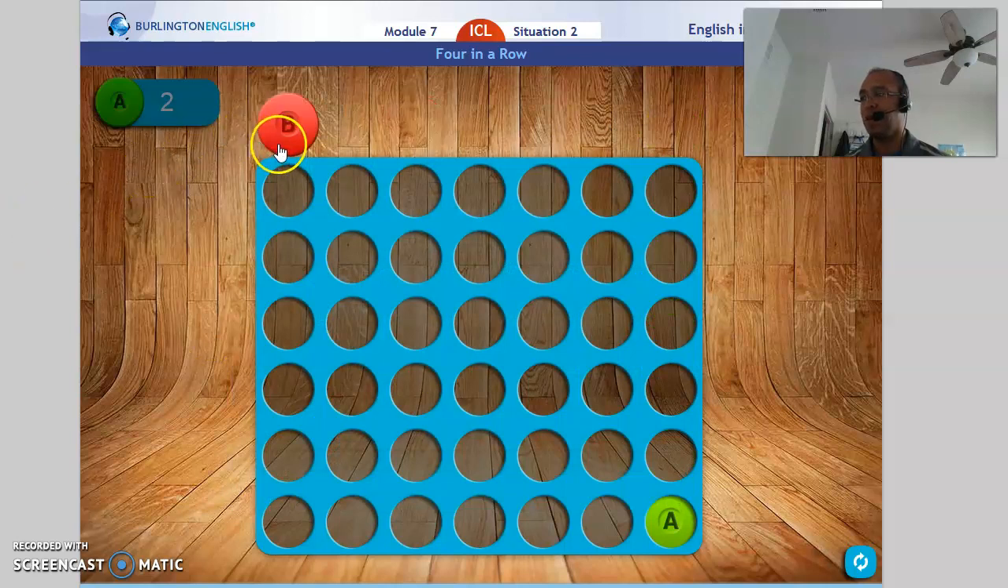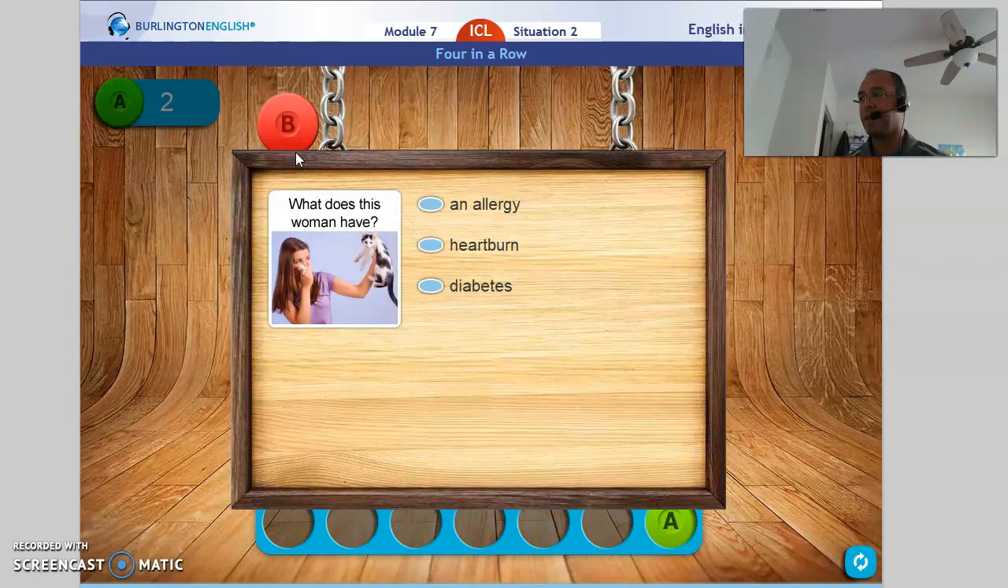Okay, so let's go back here. We start with the seventh one. First, second, third, fourth, fifth, sixth, and seventh. What does this woman have? What does she have? It's a little kitty. She has an allergy. Does she have heartburn? Or does she have diabetes? I think that she has an allergy. Correct. She has an allergy.